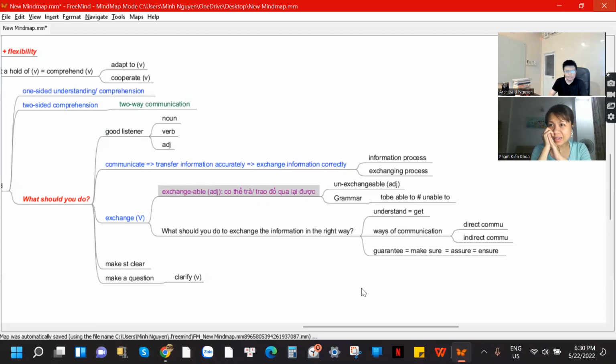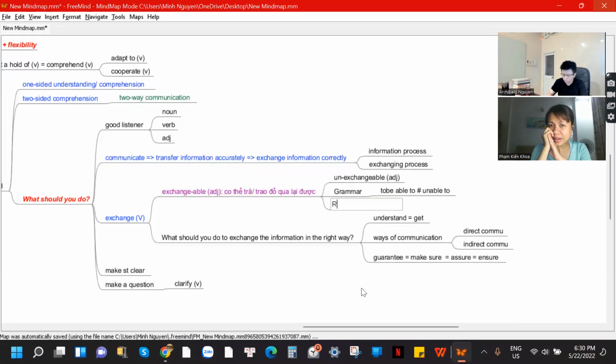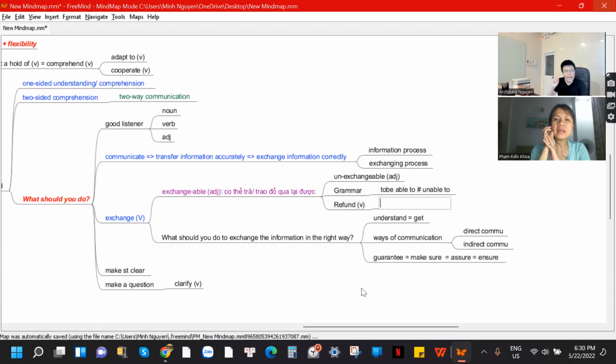And one thing in business, that is refund. Yes, refund. And one action in our daily life, that is fetch. So if we refund a product, it means I don't want this product anymore. I want to get my money back. So refunding is also a form of an exchangeable process.